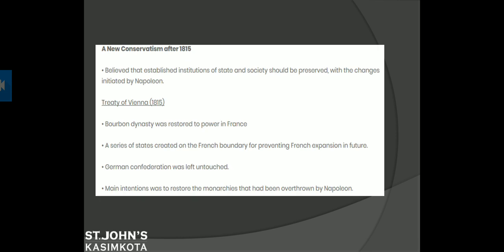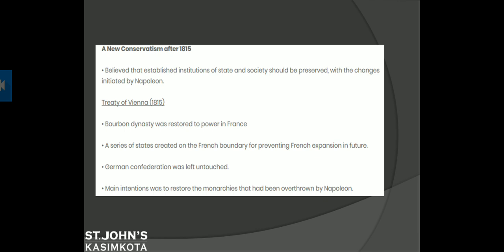So a new conservative regime of 1815 believed that established institutions of state and society should be preserved, along with the changes initiated by Napoleon. Here we come across the Treaty of Vienna of 1815. Here, what happened in the Treaty of Vienna we are going to see now.